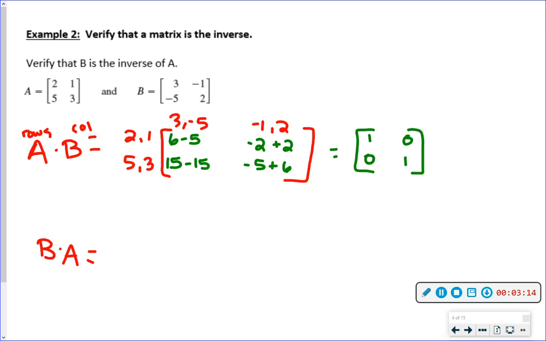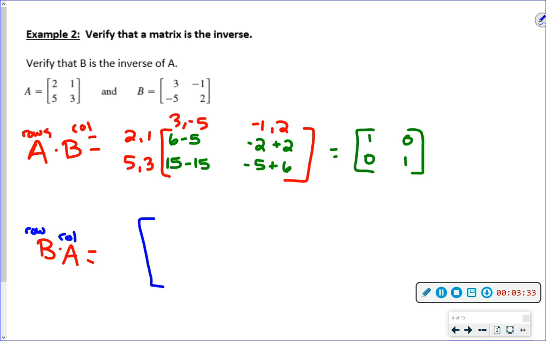Now, it has to work in both directions of multiplication. And remember, the reason you have to do it the other way is that you can't just say, isn't it going to be the same? Well, remember, B times A. Now you're using the rows of B and the columns of A. So you want to show that it works for both situations.